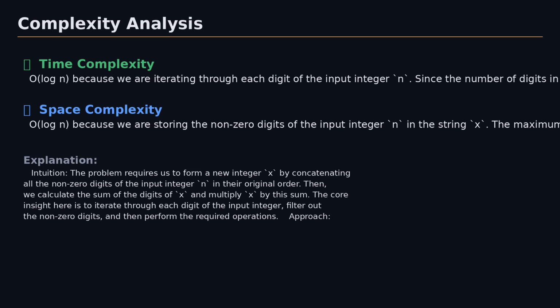In terms of time and space complexity, this solution is actually quite efficient. The time complexity is O(log n), where n is the input integer, because we're iterating through each digit of the integer. The space complexity is also O(log n), because we're storing the non-zero digits in the string x. This is a really good trade-off, considering the simplicity of the solution.